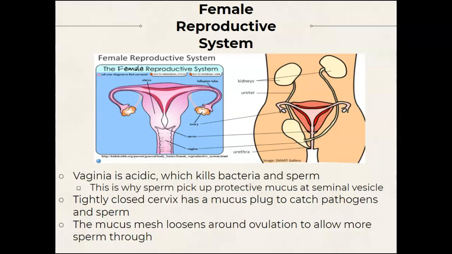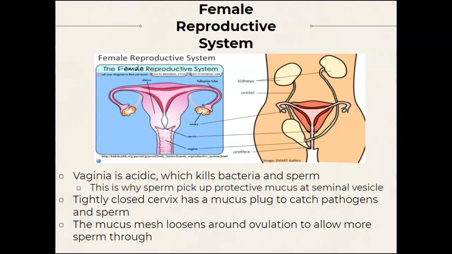So the vagina is acidic. We've talked about this when we were talking about sperm production. It's acidic, which kills bacteria, which is really why it's acidic, but it also kills sperm, which is why sperm have to pick up that protective mucus. The cervix is tightly closed and has a mucus plug, which again prevents pathogens and sperm from entering. So it's not open all the time. It's very tightly regulated. You don't want pathogens or diseases or anything like that.